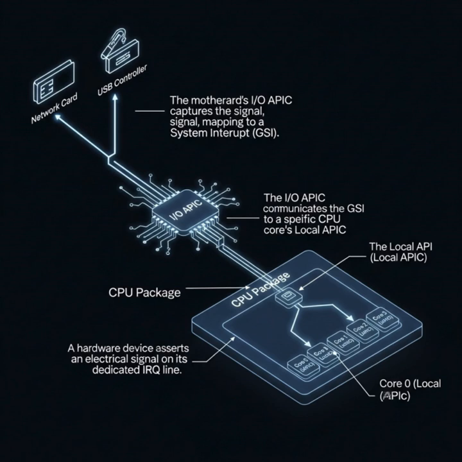The I/O APIC receives this physical signal and translates it. It maps the physical pin to a system-wide identifier called a Global System Interrupt, or GSI. It then routes this GSI, often over the system bus, to the local APIC of a specific CPU core. The local APIC is the final gatekeeper. It receives the message and prepares to interrupt its core with a specific interrupt vector, a number from 0 to 255 that uniquely identifies the source of the interrupt. This intricate handoff ensures that interrupts are prioritized, managed, and delivered to the right core without chaos.